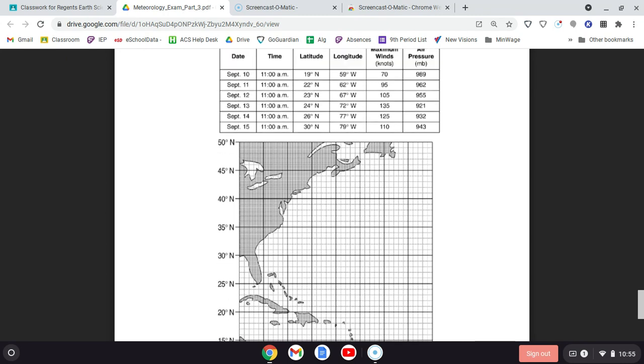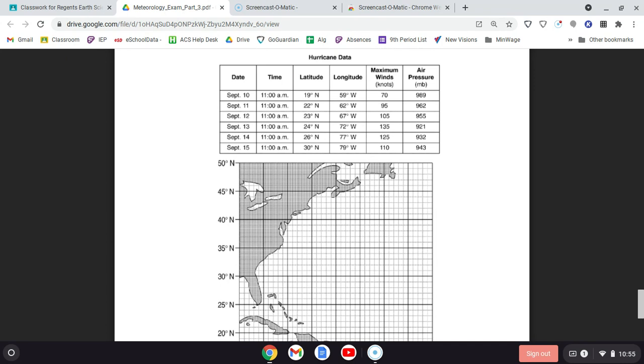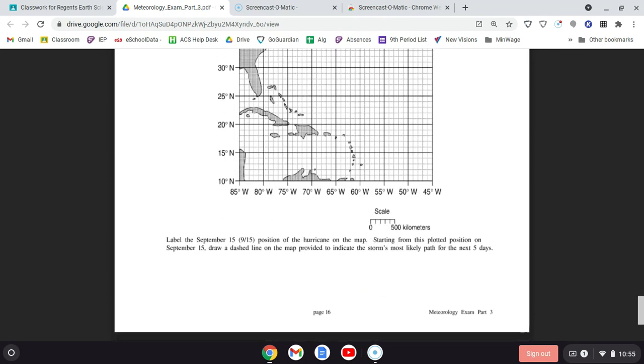And if it's a hurricane, it usually will come up the coast. So September 15th, its latitude was 30 degrees north. Its longitude was 79 degrees west. They just put dots or something? Just put a dot. Yep. So let me look down. They just want you to label one dot of where the hurricane was on that specific time.